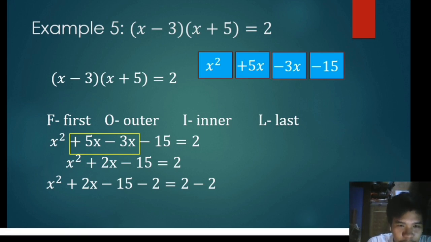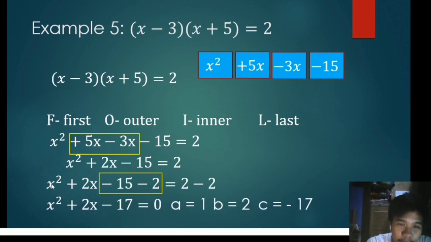And then you can observe also that we have two constant terms, which are negative 15 and negative 2. All you have to do is combine them using the rules of combining integers. So you copy first the quadratic term, x squared, and the linear term, positive 2x. And then you combine negative 15 and negative 2. That is negative 15 minus 2. Since they have the same sign, all you have to do is add the numbers, 15 plus 2, and then copy their common sign. So 15 plus 2 is 17. Their common sign is negative.